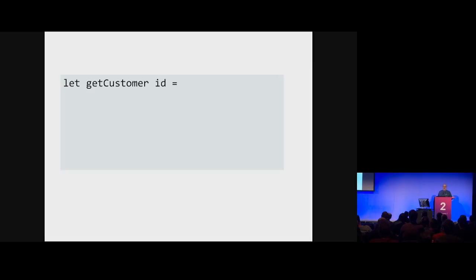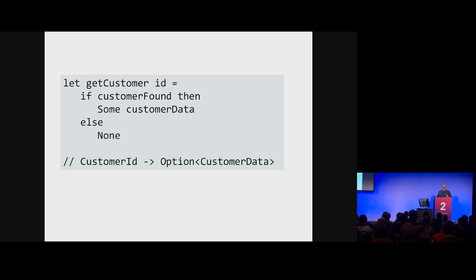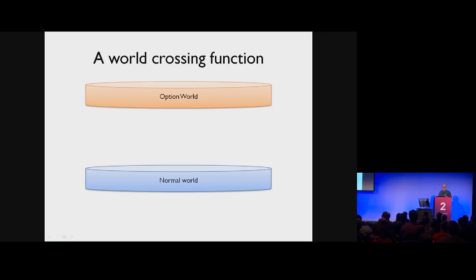Now, here's another more complicated example. Let's say you're getting a customer from a database. You pass in the customer ID. If the customer is found, then you say, yes, I found some customer data, and I'm going to give it back to you. If I didn't find the customer, I won't give you back anything. Again, if you look at the inputs and outputs for the function, you give me a customer ID, which is a normal thing, and I'll give you an optional piece of customer data. So the input is in normal world, but the output is in option world. So again, this is a world-crossing function. It starts down at the bottom and it ends up at the top. These functions are really, really common in functional programming. In this case, it's the get customer function.